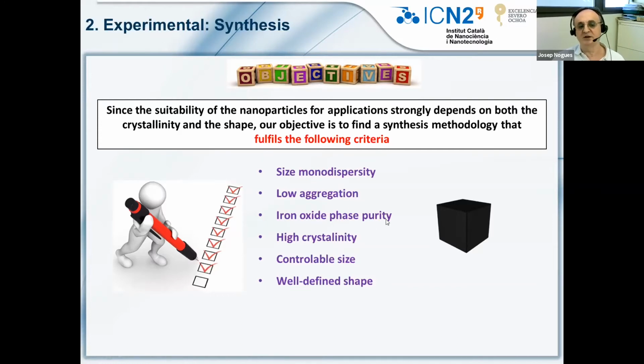The iron oxide has to be pure, in our case Fe3O4. It has to be highly crystalline. We have to be able to control the size, and we should have a well-defined shape.